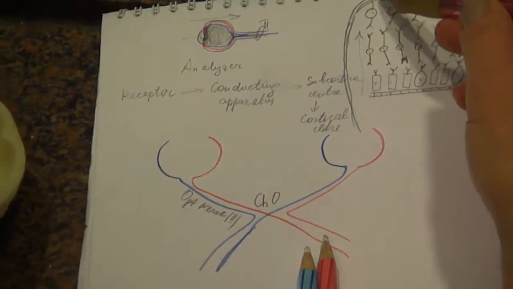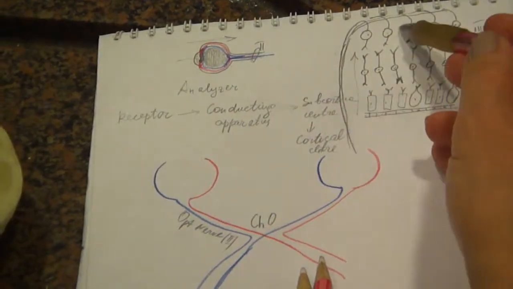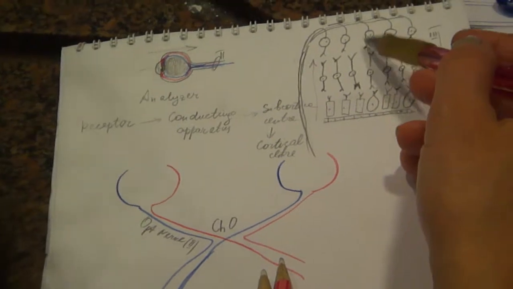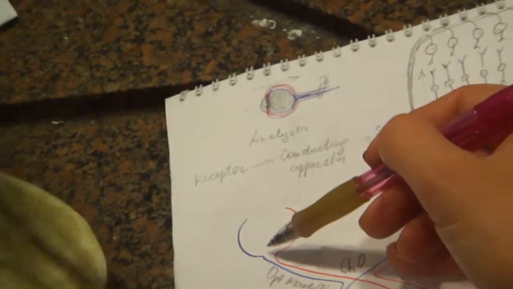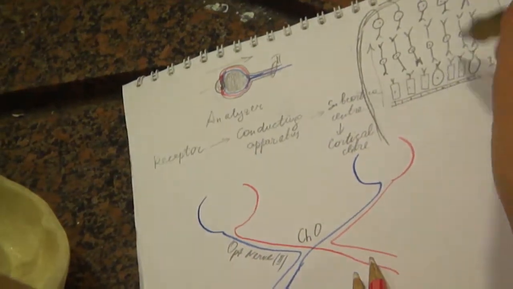Conducting apparatus starts from axons of the multipolar cells, ganglionic cells. Multipolar ganglionic cells of the retina form the optic nerve. It is conducting apparatus. It only conducts nervous impulse, but does not innervate the eyeball. It is for conduction of nervous impulse which appears here.